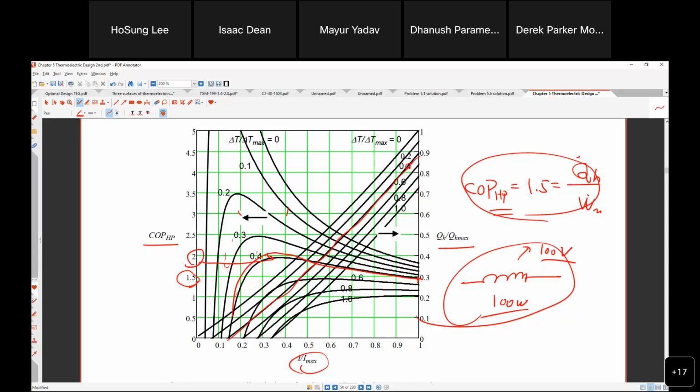We can look at this, although this is ideal, but if we use effective material properties, then we can come up with the real values.